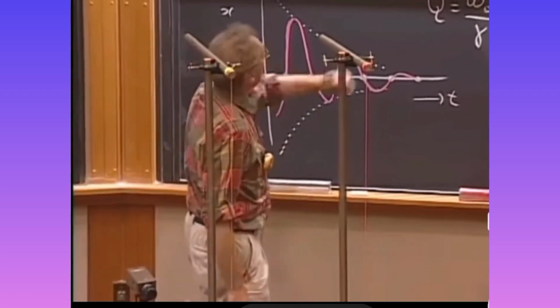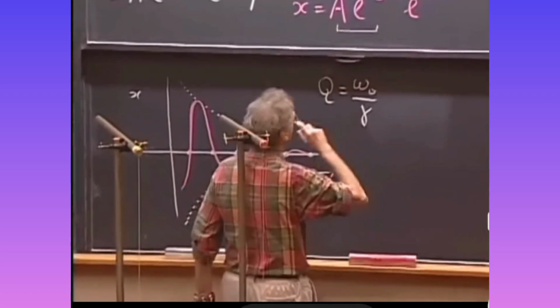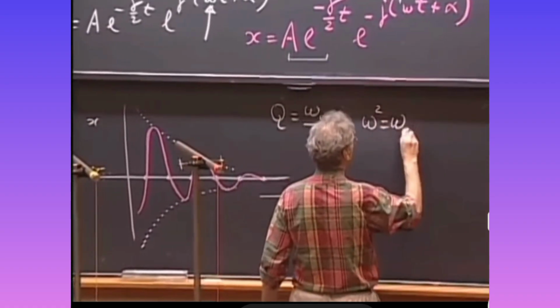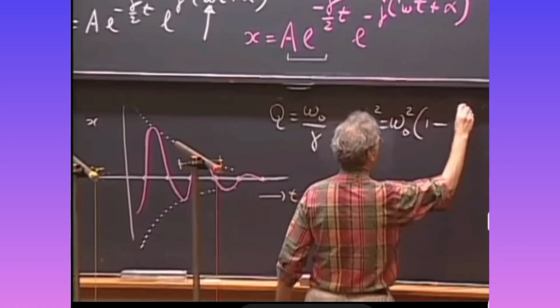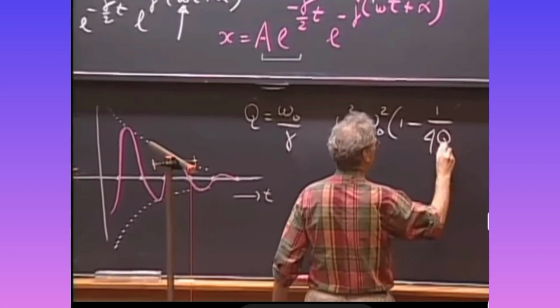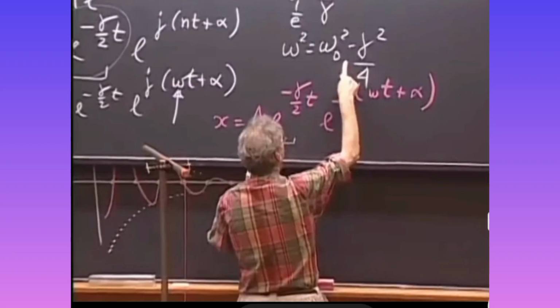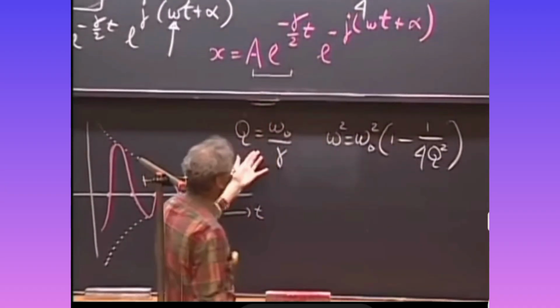If you introduce that, you can go back to your omega squared equation, and then omega squared becomes omega 0 squared times 1 minus 1 divided by 4Q squared. Is this any different from that? No, it's just a different way of writing it because you introduce this.